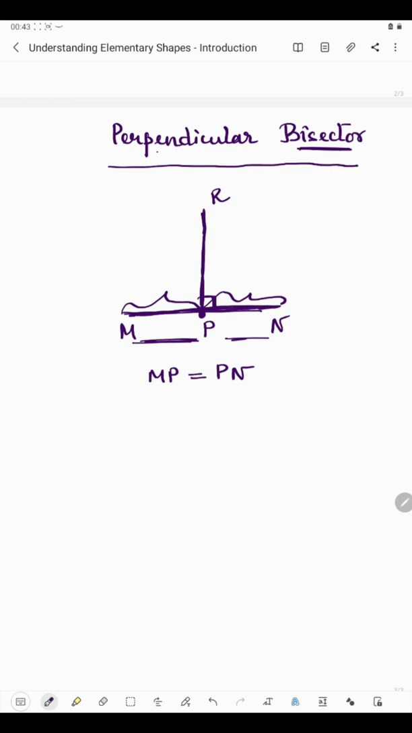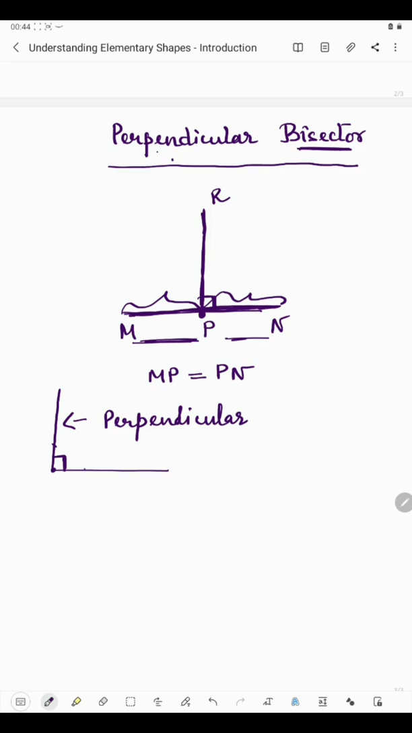Now what is the difference between a perpendicular and a perpendicular bisector? Now see, if I draw the perpendicular like this, then this is known as a perpendicular because these two lines meet each other at 90 degrees. So these are perpendicular lines.